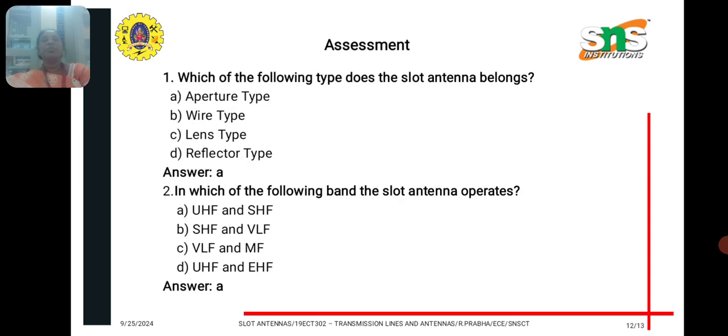Now the assessment. Which of the following types does the slot antenna not belong to? It is aperture type, because the slot radiates through the aperture. And the second question: in which of the following bands does the slot antenna operate? We know it is the ultra high frequency and the super high frequency.